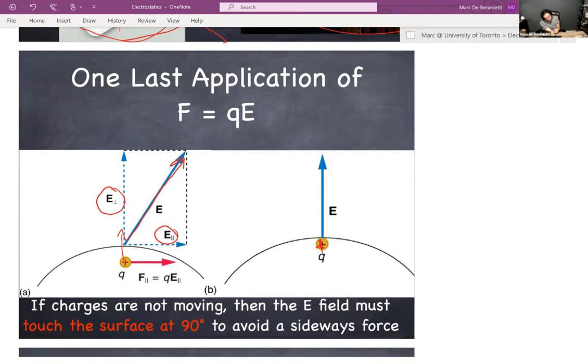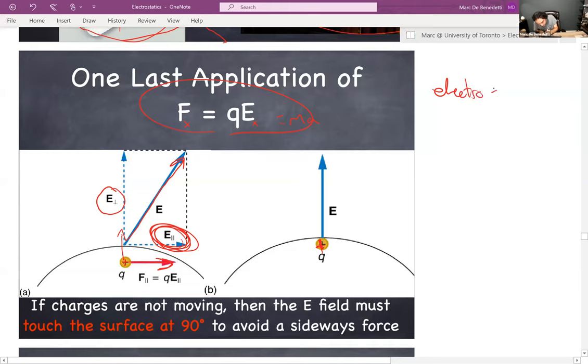However, if there was a parallel component to the E field, then the equation F equals QE means there would be a component of the electric field in the x direction, which means there would be a force in the x direction, and the charged particle would move in the x direction. It would move, in this case, according to this diagram, to the right. And this would be equal to ma, and there would be an acceleration to the right. Well, that violates our assumption that the object is stationary, right?